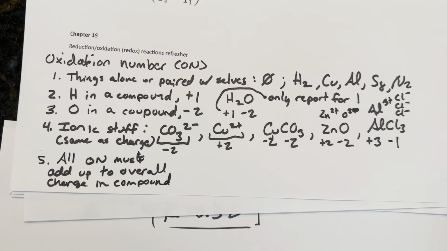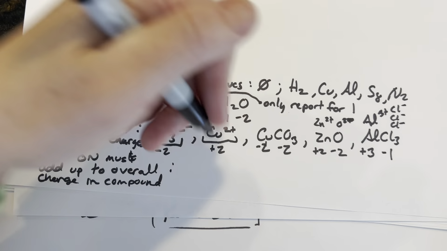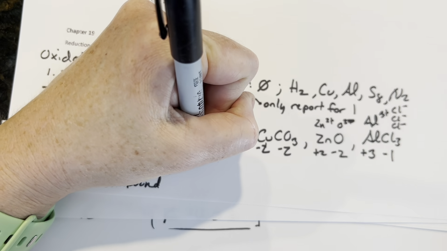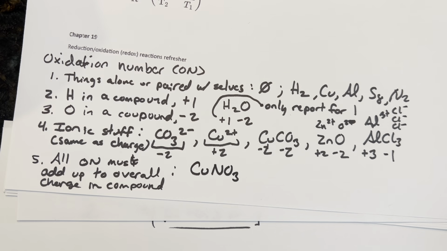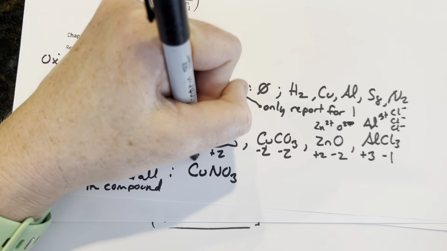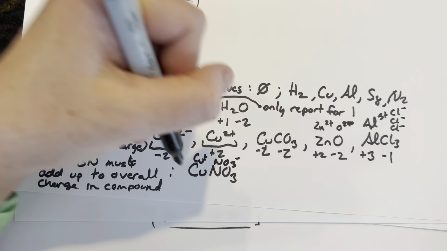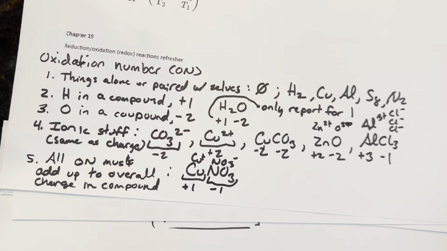So all the oxidation numbers must add up to the overall charge in the compound. All right, so let me give you an example. Let's say we have copper nitrate. So we would generally say this is made up of copper 1 and nitrate. So we want to say that this is 1+, or +1, and this is -1, and you're right.